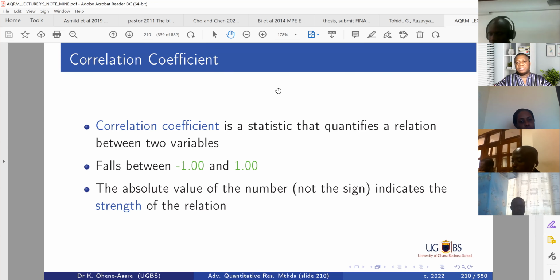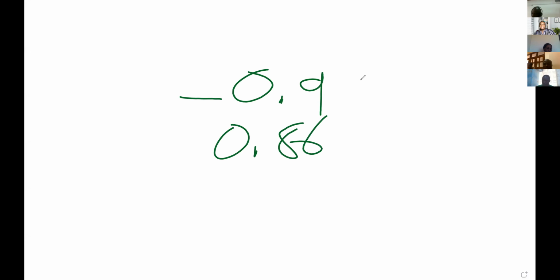So who can tell me this? Which of these shows a strong relationship? Okay, I'm just going to write something. So you have -0.9 and then 0.86. Which one is showing a strong relationship? These two numbers, which one is showing a strong relationship? Della? So both are, but the 0.9 is stronger.